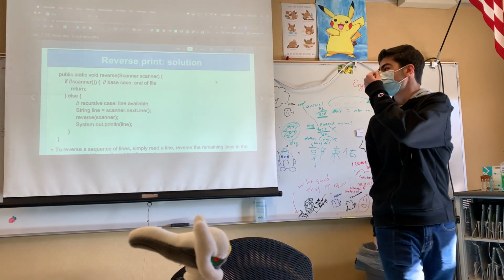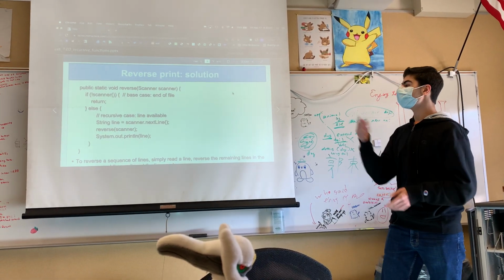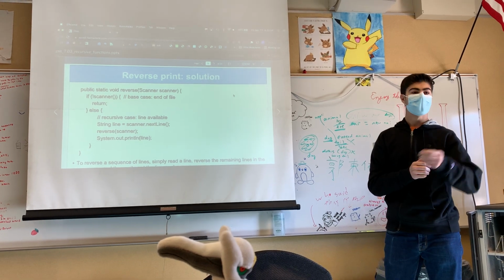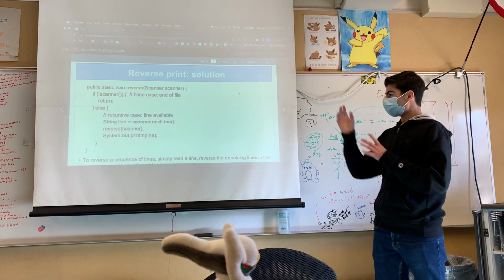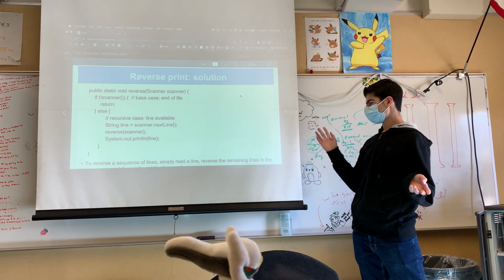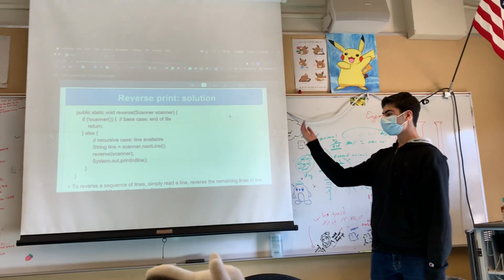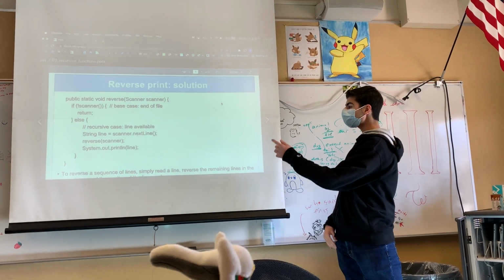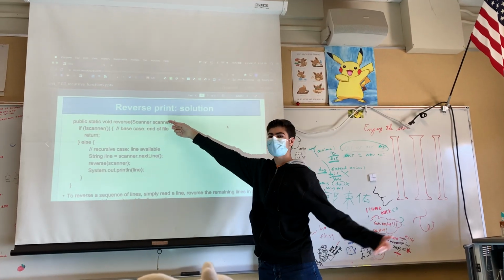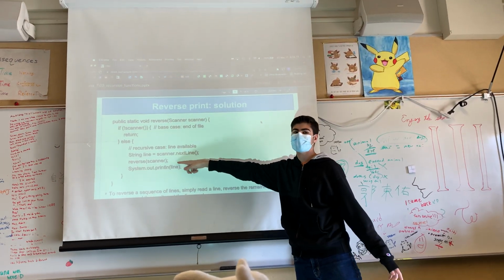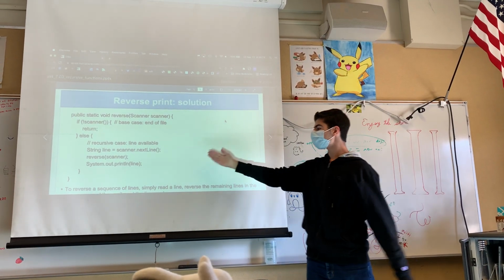Reverse print solution. So public static void reverse, if not scanner. Why is it not? Because of the exclamation point, exactly. So base case, the end of the file, return. Else statement, recursive case. And then String line = scanner.nextLine(). So whatever the user types next will be the string named line. Then reverse(scanner). We know that this is recursive because it's calling the method that it is. The name of the method is reverse and it calls it again here. Because of that, we know that this is an example of recursion. Then it prints out line.